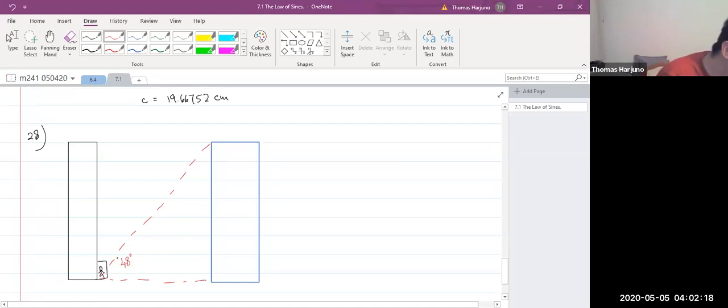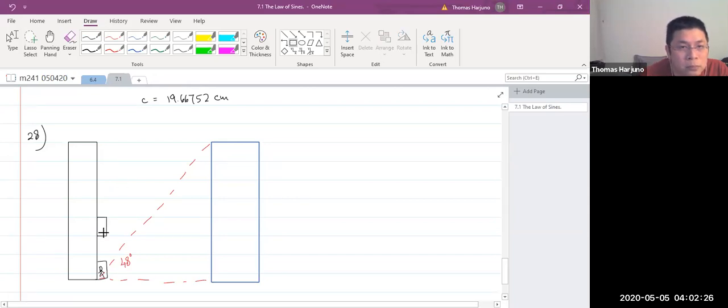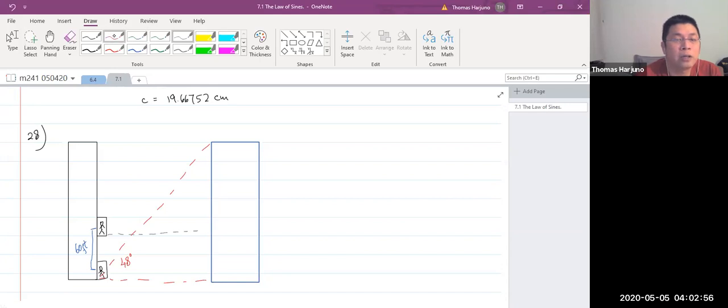Now she rides the elevator up 3 floors. Let's say it's here. So that's 60 feet, the distance here is 60 feet, and she finds the angle of elevation is now 32 degrees. If this is the flat line, the angle of elevation now is 32 degrees.